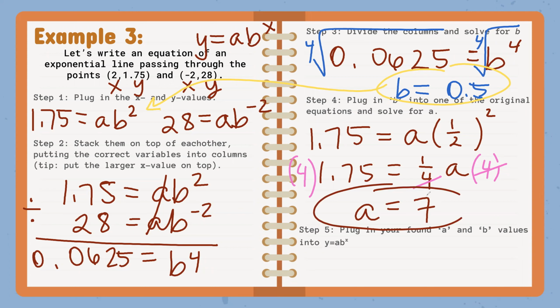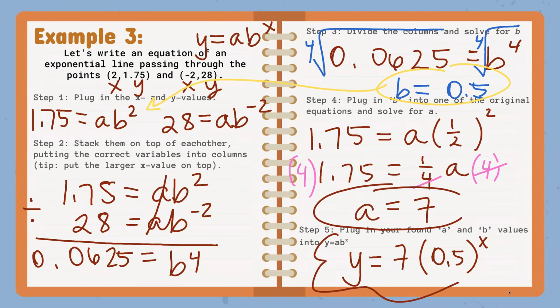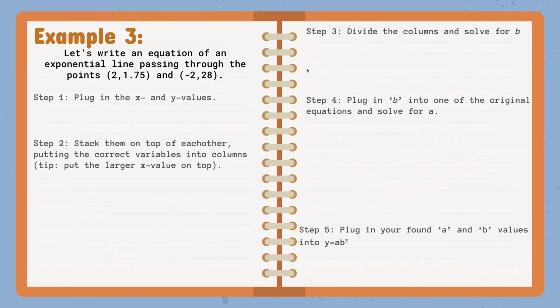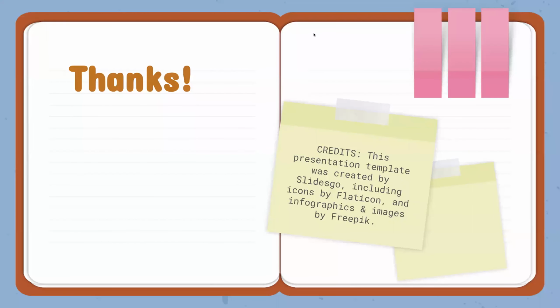So I have my a, I have my b. My equation is, let's see, 7 times b to the 2nd power. And, oh, I apologize, not the 2nd power, to the x. I looked at this and that's what got me messed up. All right, so that is our equation right here. And you can always test it by plugging in a point and making sure that you did not make a mistake. That is the process for writing an equation given 2 points when one of them is not the y-intercept.